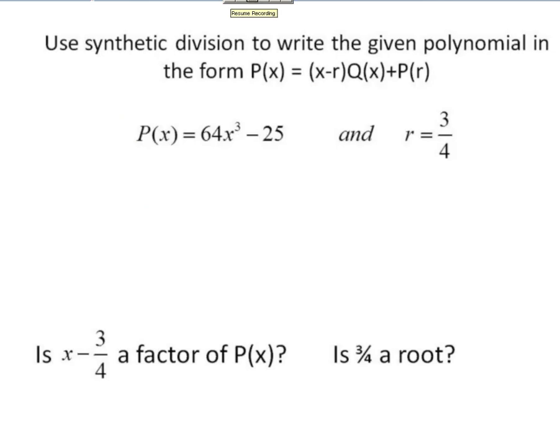So new function here, new proposed root. With the new function, we notice that some terms are missing, but as far as the proposed root is concerned, that 3/4 goes in the box.